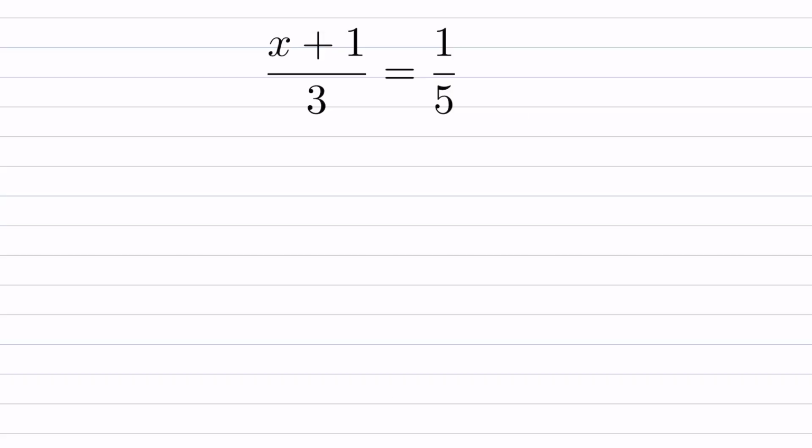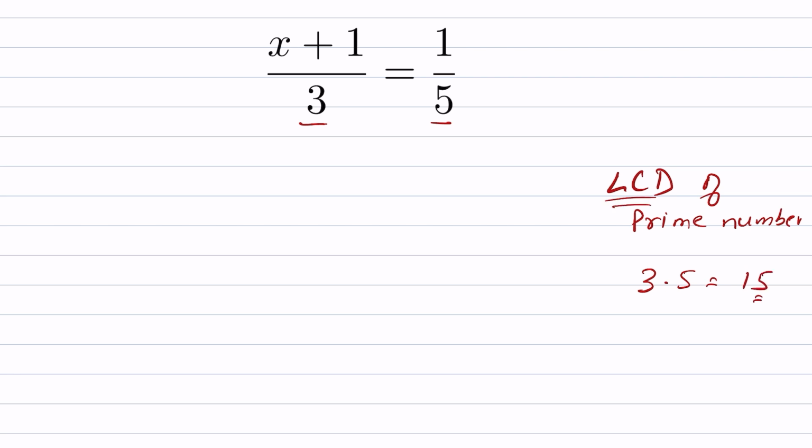So (x + 1)/3 and 1/5. 3 is a prime number and 5 is a prime number. To get the LCD of two prime numbers, we multiply both of them. So the LCD of 3 and 5 will be 3 times 5, which is equal to 15. So LCD means least common denominator, which is 15. If we get the common denominator 15 on both sides, then we can solve it.